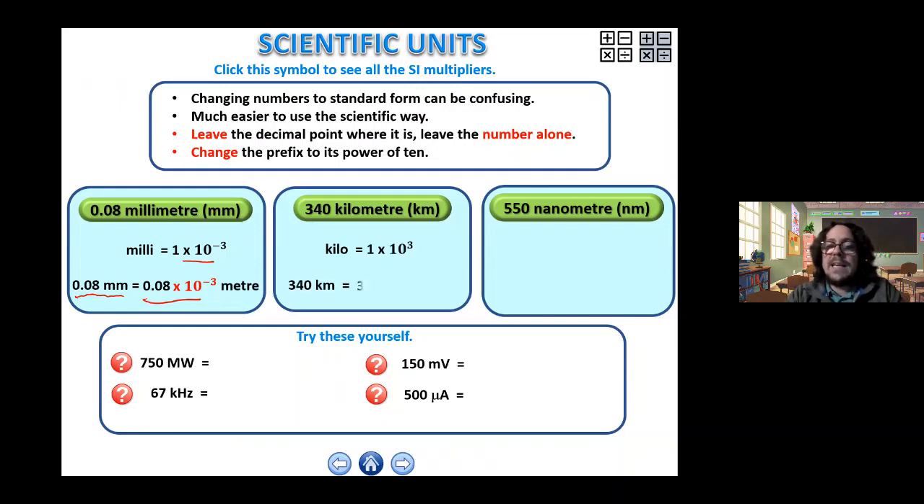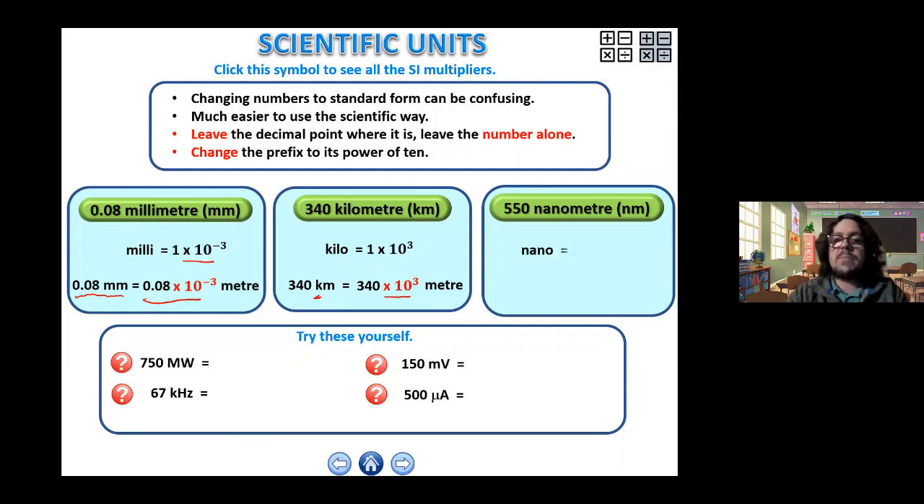Okay, kilometer. Well, kilo, remember, is 1 times 10 to the 3 in standard form. So therefore, if I got 340 kilometers, I just replace the k with times 10 to the 3, and that will give me my answer in meters. And now I'm able to likely make a calculation without any problems.